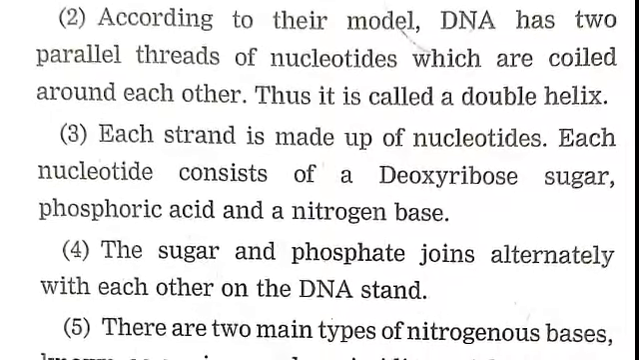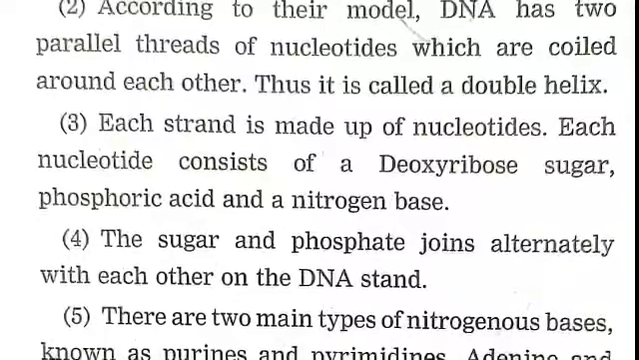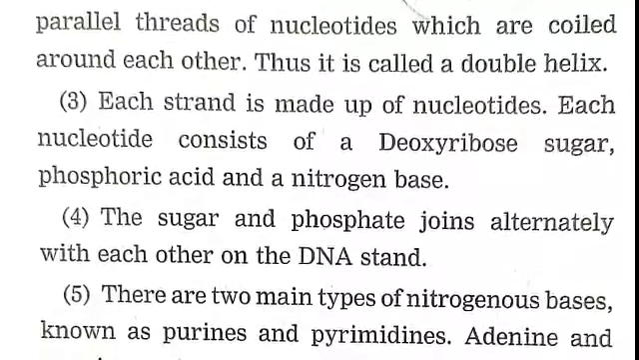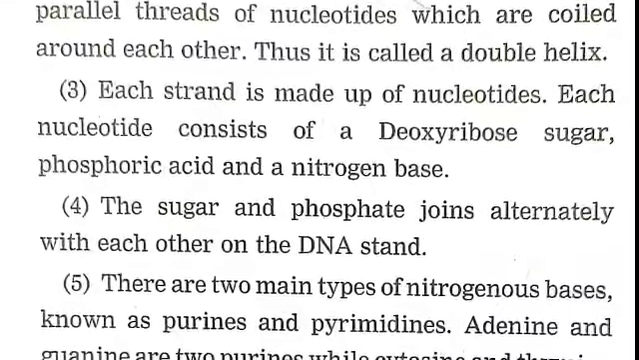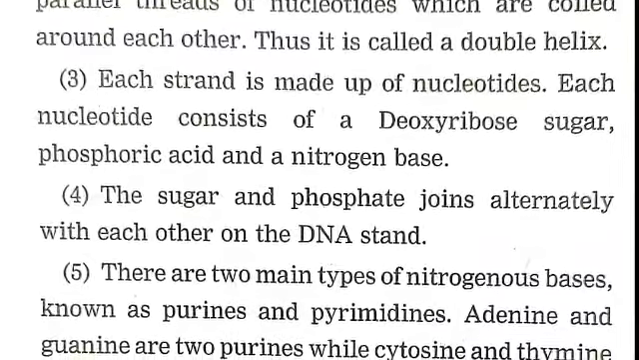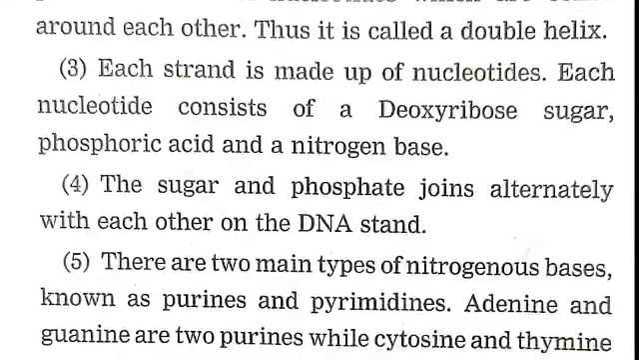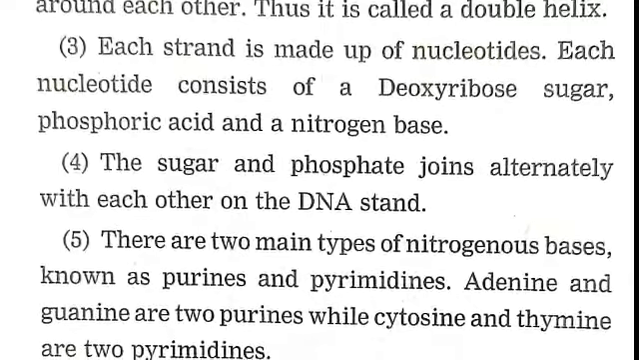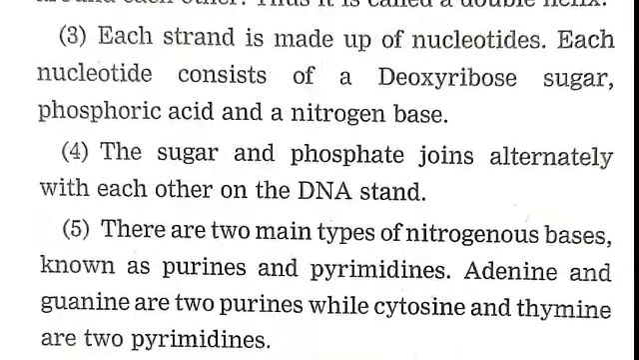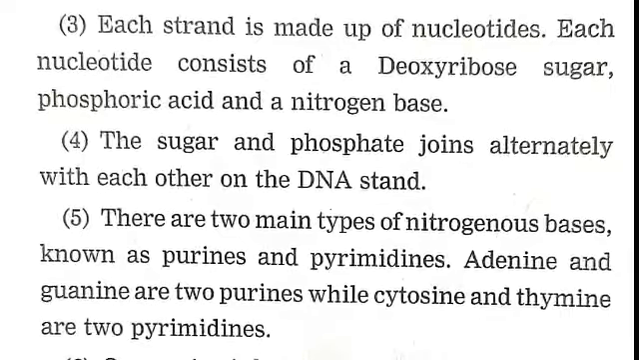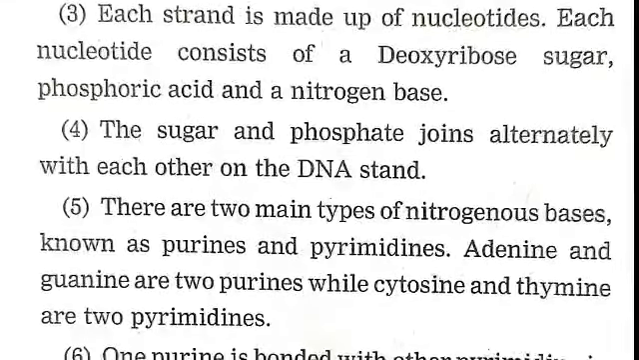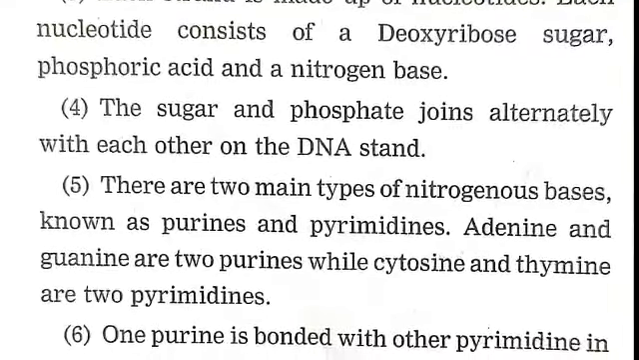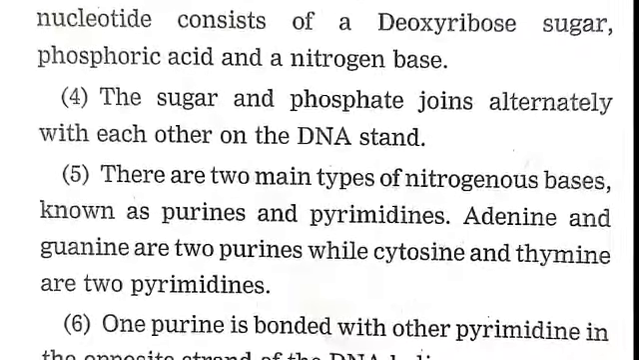Each nucleotide consists of a deoxyribose sugar, phosphoric acid, and a nitrogen base. Fourth, the sugar and phosphate join alternately with each other on the DNA strand. Fifth, there are two main types of nitrogenous bases known as purines and pyrimidines. Adenine and guanine are two purines, while cytosine and thymine are two pyrimidines.